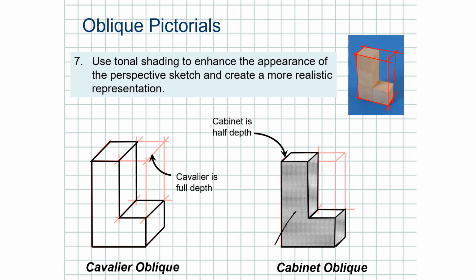Anything that's in the front, you could use the dark. Anything that's on the top, facing the top direction, you could use the light. And anything facing the right side, you could use the medium. That's how the convention works in this class. Front is the darkest, top is the lightest, and the right side is the medium.